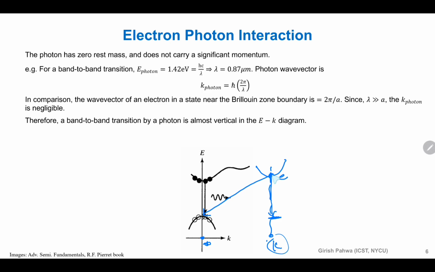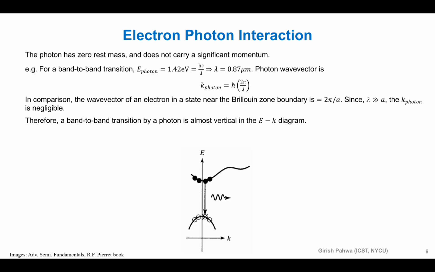So yes, there is a possibility that an electron can move from here to here, but not directly with the help of a photon. It will have to involve some other particle as well. We'll see that. But this is possible for a direct band gap semiconductor, for example, gallium arsenide. Now in gallium arsenide, because it is possible, the electron can jump from here to here and release a photon, and a photon is light.